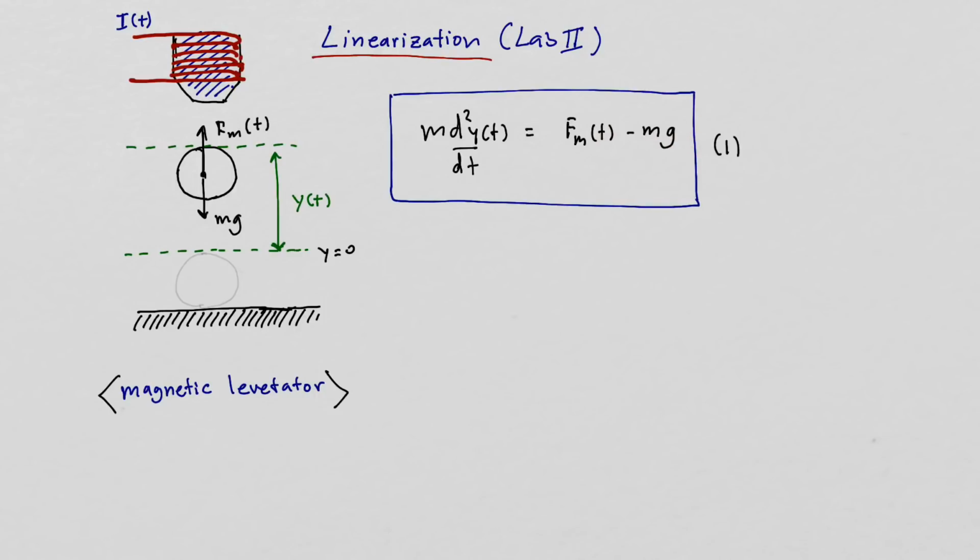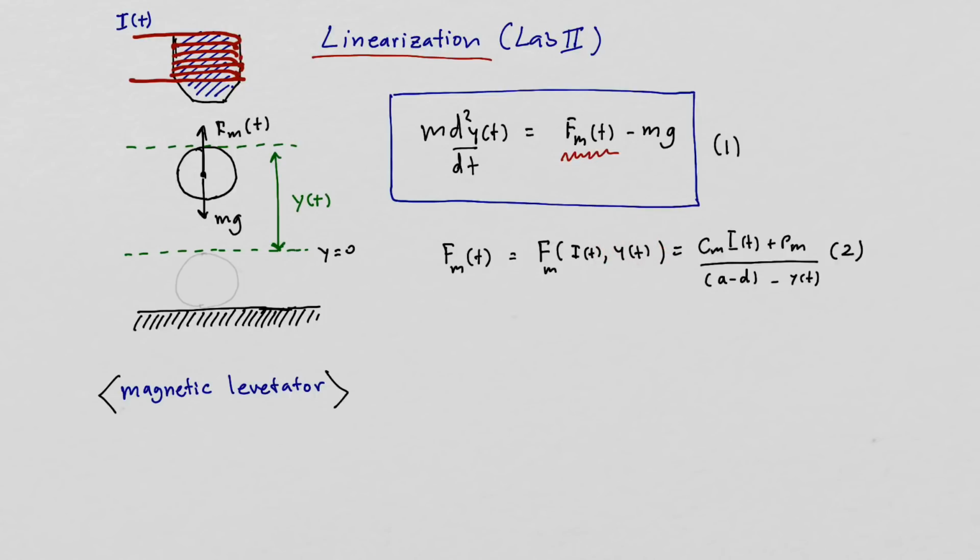This equation doesn't look that complicated. What do you think is the main challenge here? The main challenge comes from how we generate the Fm itself. The Fm, or magnetic force, is actually dependent on two variables: the amount of current we inject into the coils, and also the position of the ball. A simplified relationship to describe this is given in equation 2.